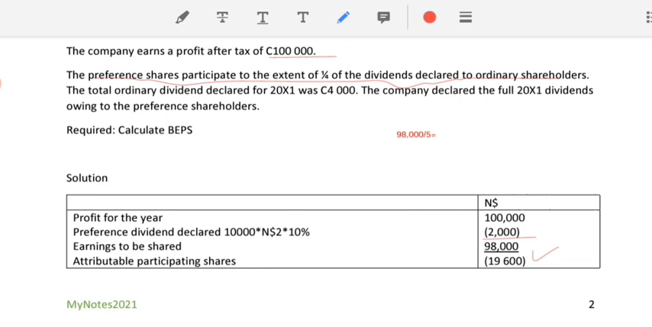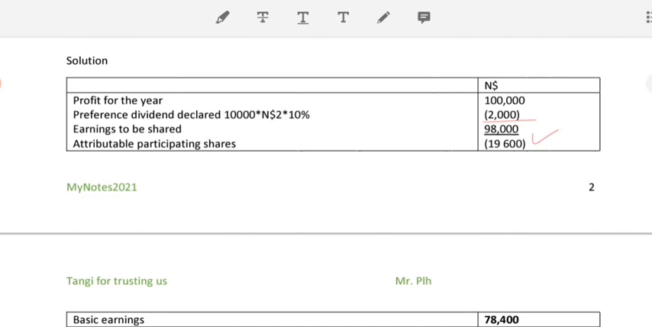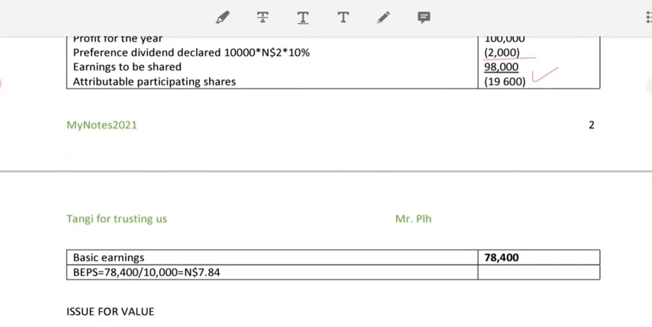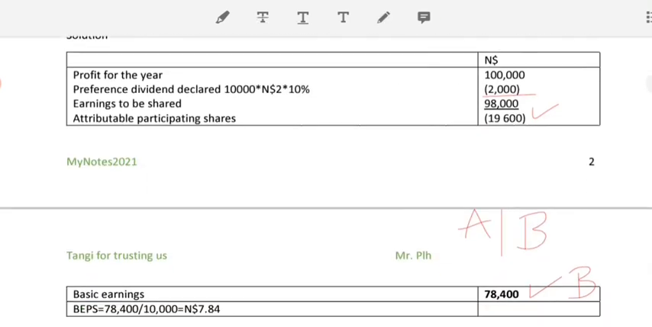That's it. And if you take this 19,600 from 98, we get 78,400. If you now take this amount, let's name it A, and this one let's name it B. If you say A over B, then we get 0.25.